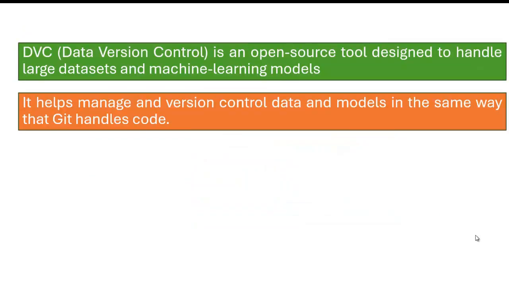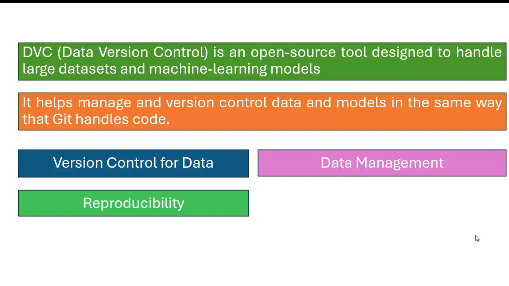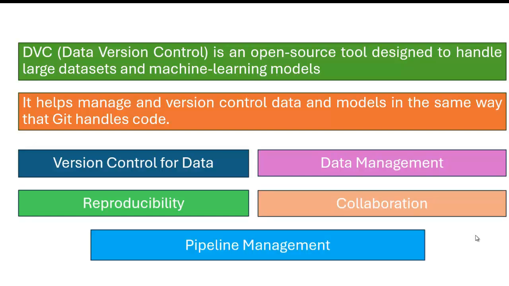Let's first discuss DVC. DVC stands for Data Version Control. It is an open source tool designed to handle large data sets and machine learning models. It helps manage and version control data and models in the same way that Git handles code. You can see here some key features of DVC: version control for data, data management, reproducibility, collaboration, and pipeline management. By integrating DVC into our machine learning workflow, we can manage our data and models more efficiently, ensuring that our projects are organized, reproducible, and scalable.